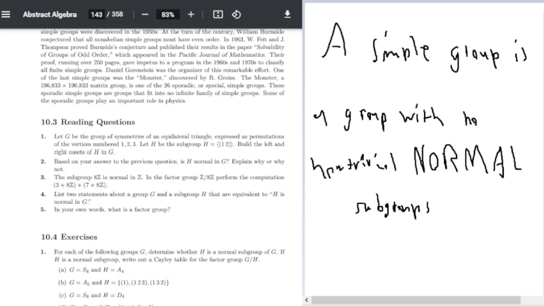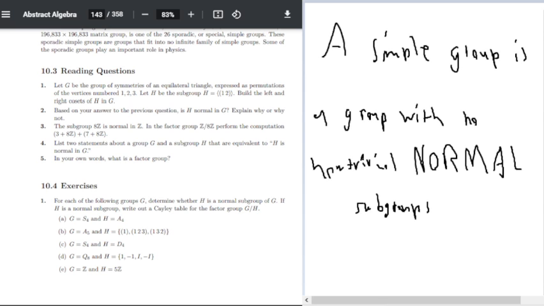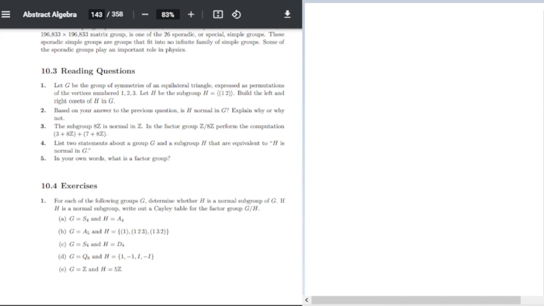Alright, reading questions. Let me clear my whiteboard in preparation. So let G be the group of symmetries of an equilateral triangle, expressed as the permutations of the vertices numbered 1, 2, 3. Let H be the subgroup generated by (1 2). Build the left and right cosets of H in G.